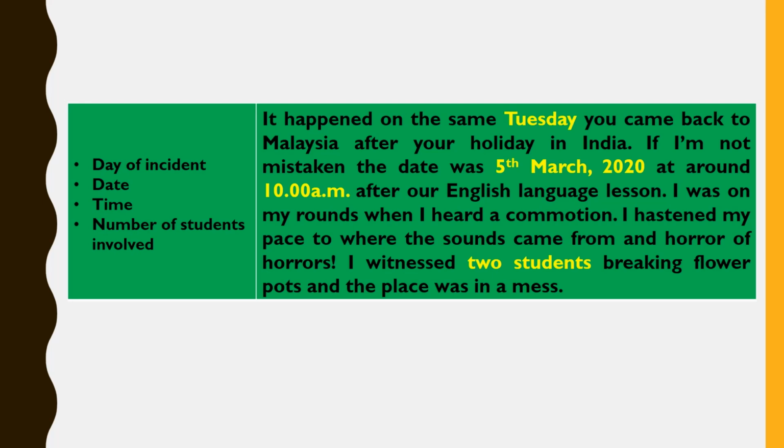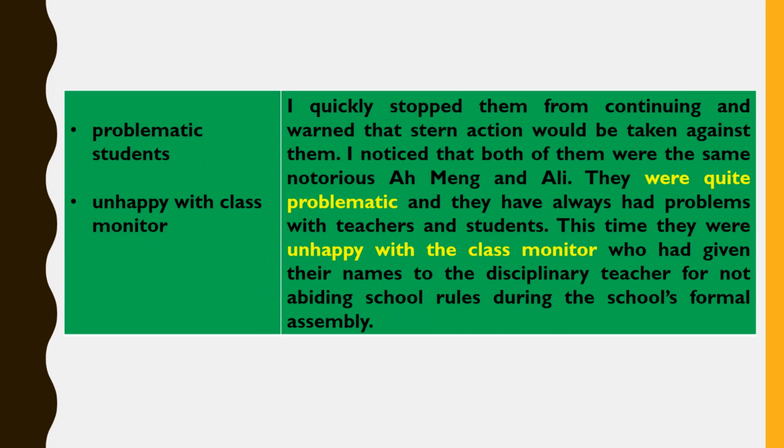Okay, now let us see the second cluster, describing the students, problematic students and unhappy with class monitor. So this is probably relating the event to what the students have been doing. Okay, let us see. I quickly stopped them from continuing and warned that stern action would be taken against them. I noticed that both of them were the same notorious Ameng and Ali. They were quite problematic and they have always had problems with teachers and students.